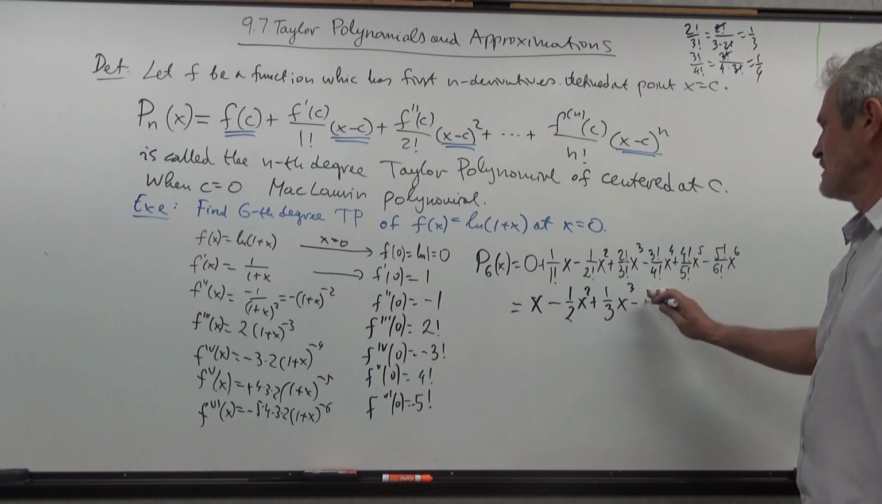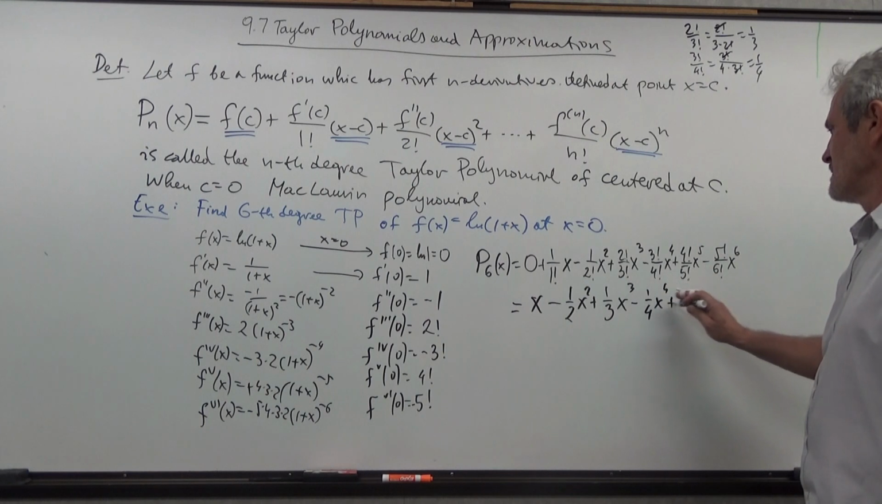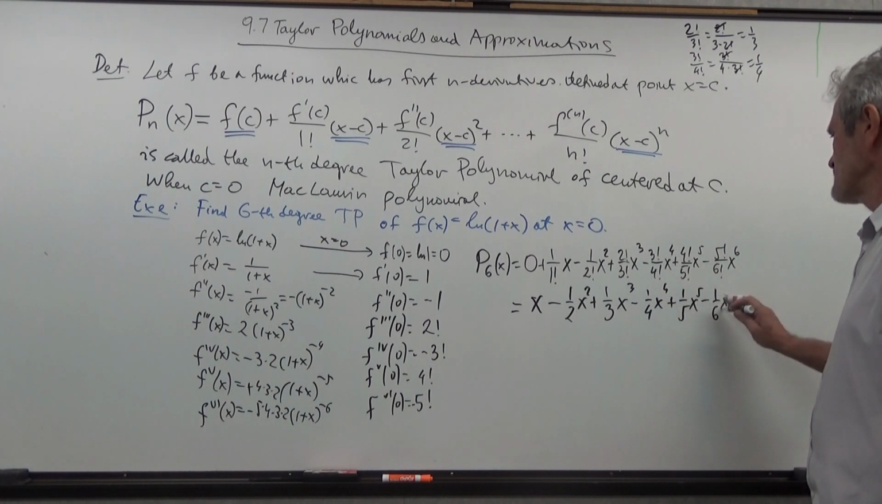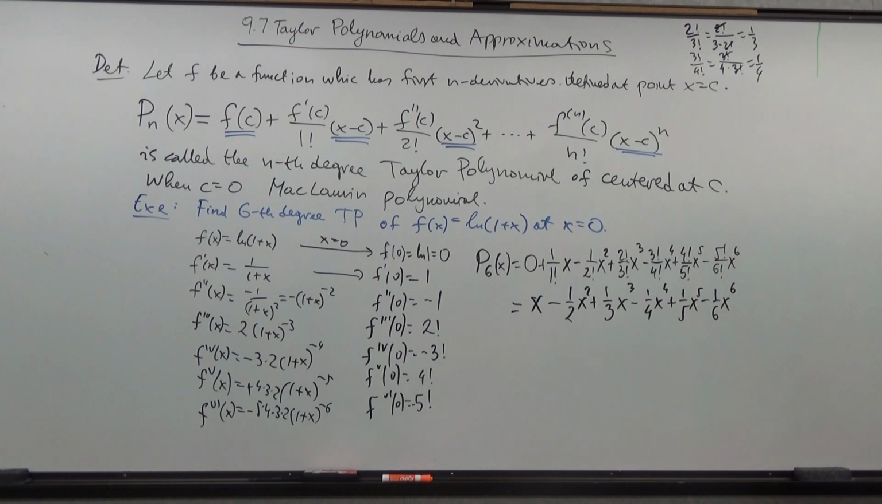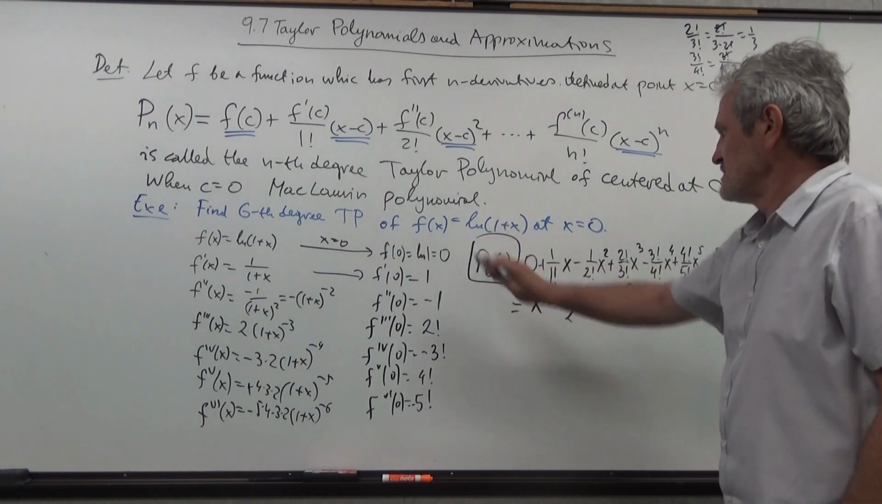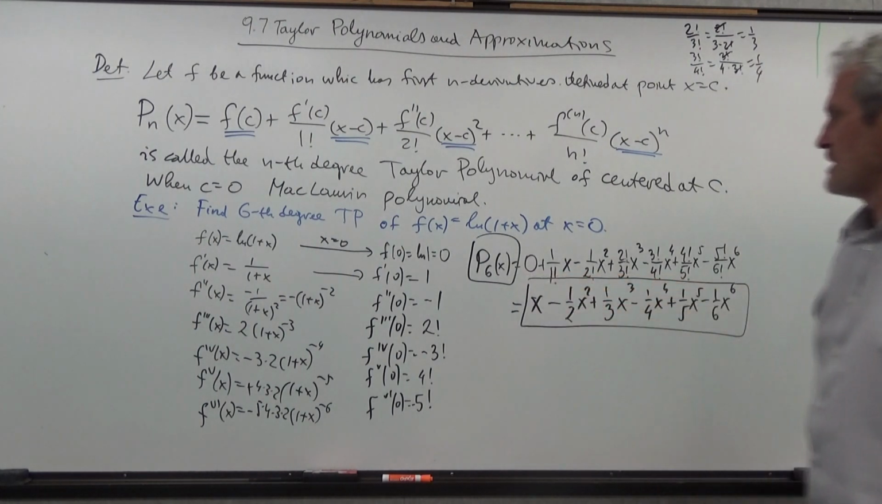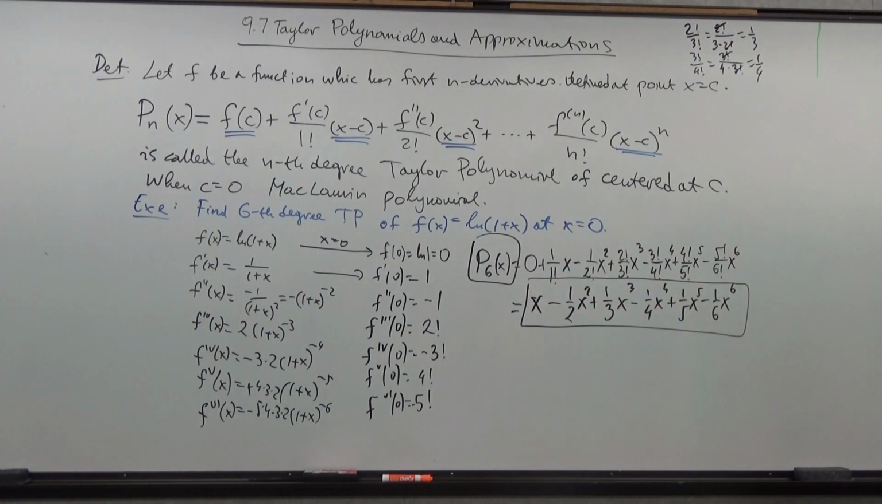And then you get an idea that it will be plus 1/5 x to the 5 and minus 1/6 x to the 6. So that's it. We just plugged in, calculated what they gave us in the formula, and we got our 6-degree Taylor polynomial, Maclaurin polynomial, centered at x equals 0, of degree 6.